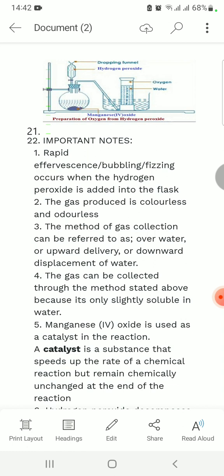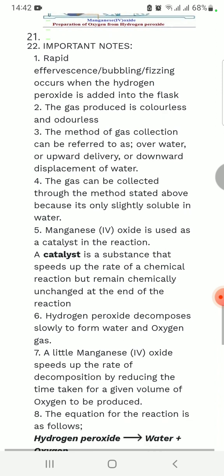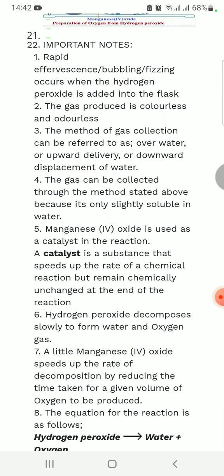Now, the purpose of using manganese(IV) oxide is that it acts as a catalyst. And what's a catalyst? A catalyst is a substance that speeds up the rate of a chemical reaction but remains chemically unchanged at the end of the reaction. That means the main purpose of a catalyst is just to aid the reaction, but it's never used up. So you see its proportion from the start to the end is always the same, since a catalyst is never used up in a chemical reaction.